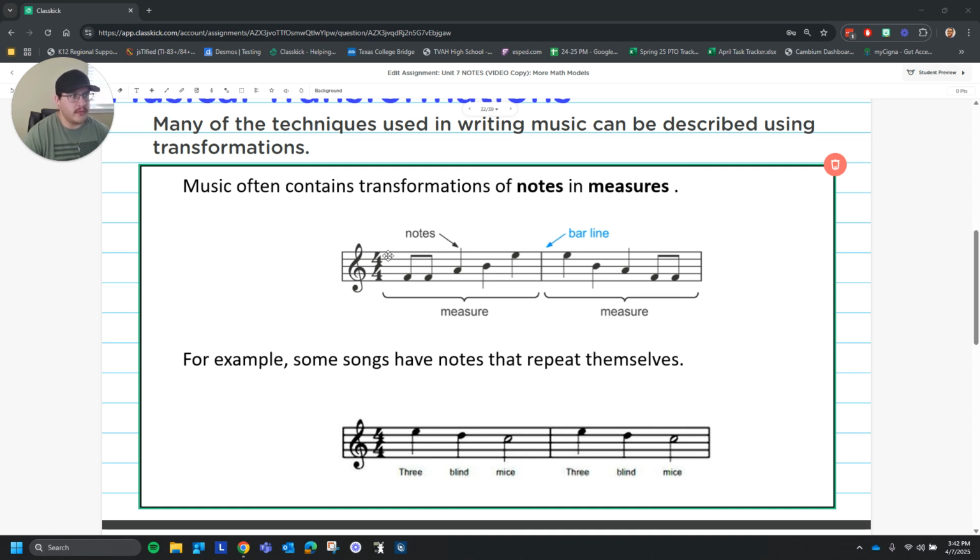Here's a measure with notes, 4/4 time signature, 1, 2, 3, 4. And then we have a bar line to represent the next measure, 1, 2, 3, 4. Continuing on, for example, some songs have notes that repeat themselves. Three Blind Mice. Three Blind Mice. Notice how this first measure just repeats onto the second measure. So we can describe that as a transformation, translating it from one measure to the other. It just moves from the left to the right, or vice versa. Usually we would describe that as left to right.